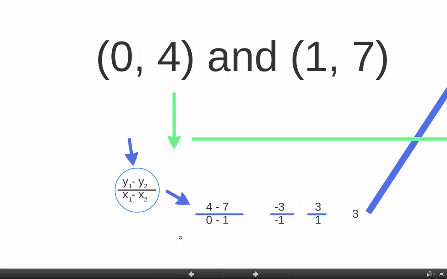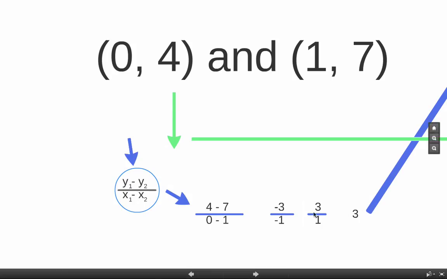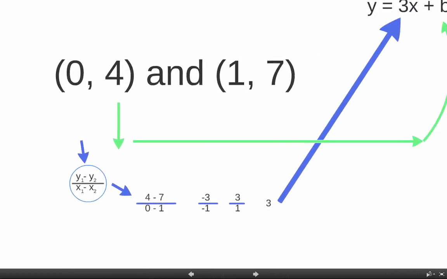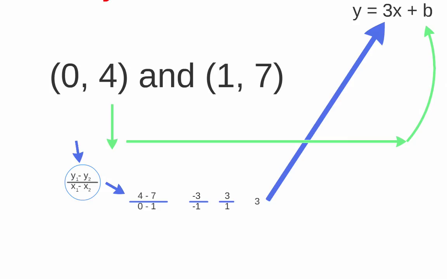So then I just simplified this expression. 4 minus 7 is negative 3, and 0 minus 1 is negative 1. So I have negative 3 over 1. Two negatives make a positive, so now I've got 3 over 1. It doesn't make sense to say it as 3 over 1, that's just not how we write it, so it simplifies down to 3. That's how I get my slope. I now just replace the m with a 3. Grab the m, get rid of it, put the 3 in its place, leave the y and the x.